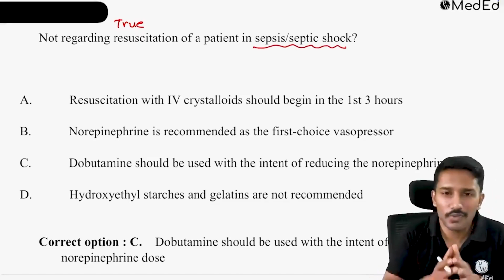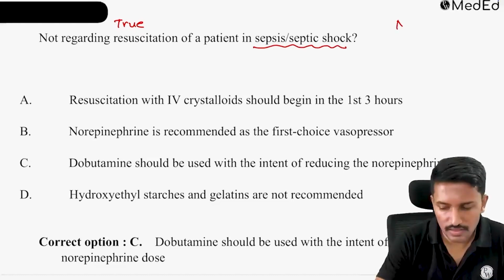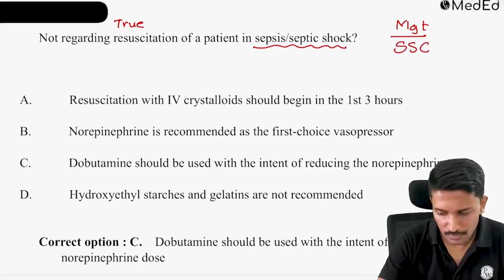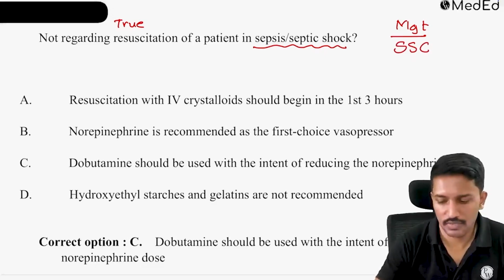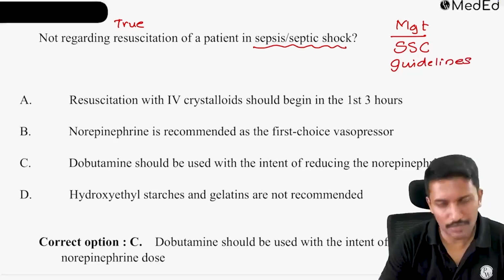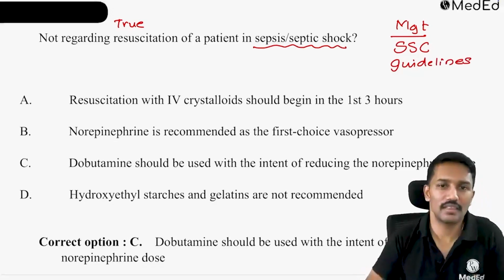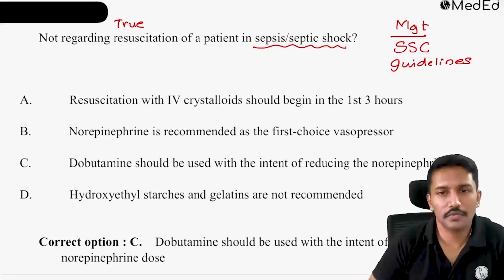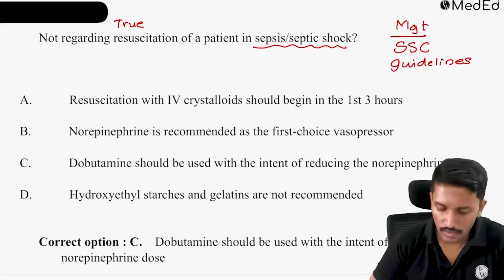Now, generally, when we have a patient with sepsis, we manage them based on the guidelines issued by what is called the Surviving Sepsis Campaign, SSC, guidelines. Okay, they are updated once in 5 years. So according to the latest guidelines, let us see if these statements make sense.